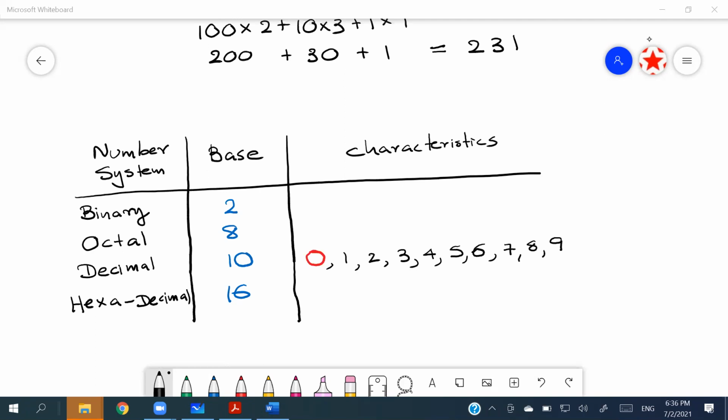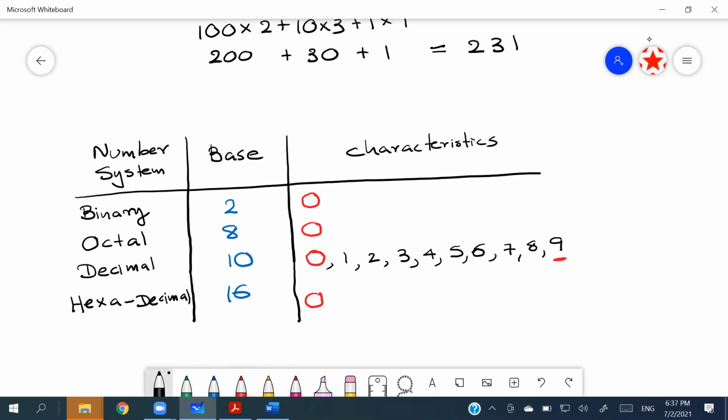That is the relationship. And look at the characters. How can we define the characters? All the characters start from 0, and continue. Look at the decimal number system. It continues up to 9. That means 1 less than the base. Right? The base is 10 now, so the characters will continue until 9.